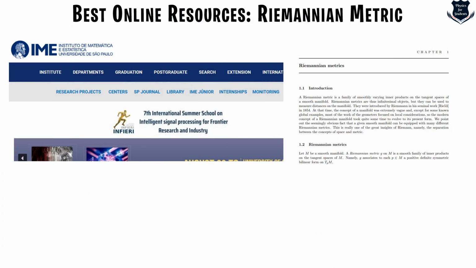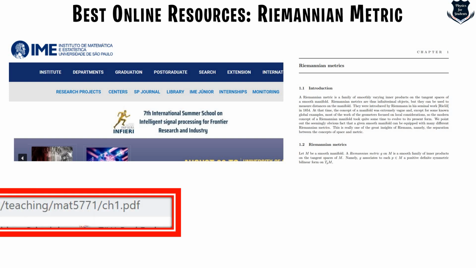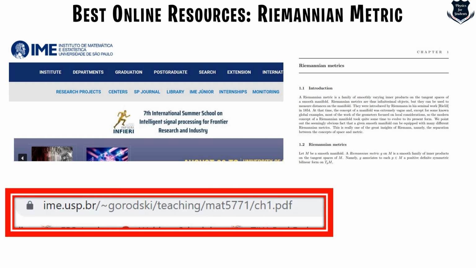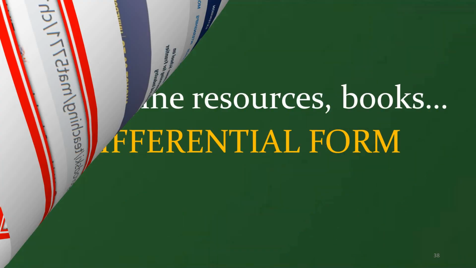This is by Instituto de Matemática, that is Sao Paulo, and this is also a wonderful book. You can download it. It is quite simple. Again, this is chapter 1, so it will contain further details, but it is unique, and I can tell you it is very simple, and the author has done a fabulous job.